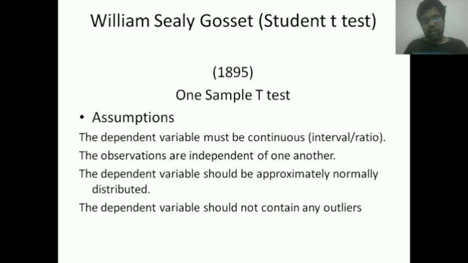Third, the dependent variable should be approximately normally distributed, meaning our data should be normally distributed. And fourth, the dependent variable should not contain any outlier. In other words, outliers mean extreme values. Why are we considering all these assumptions? Because we are applying a parametric test, as the t-test is comparing means, so it is considered a parametric test. So the data should be in interval or ratio form.